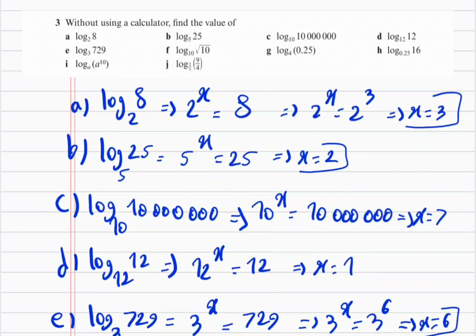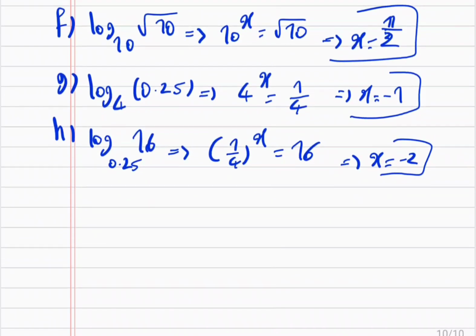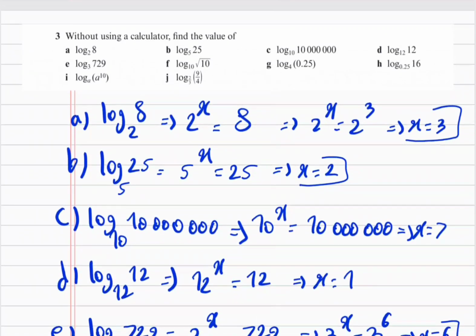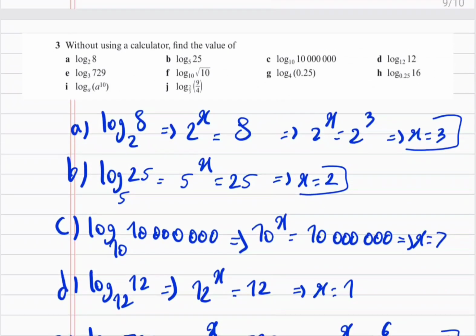Now in I, we have log base a of a to the power of 10. So this is equal to a to the power of x is equal to a to the power of 10, and then simply x is equal to 10. So as you can see, these are very simple, and you just need to know one fact. That's how you can go from log to exponentials, and then you can solve all of these.